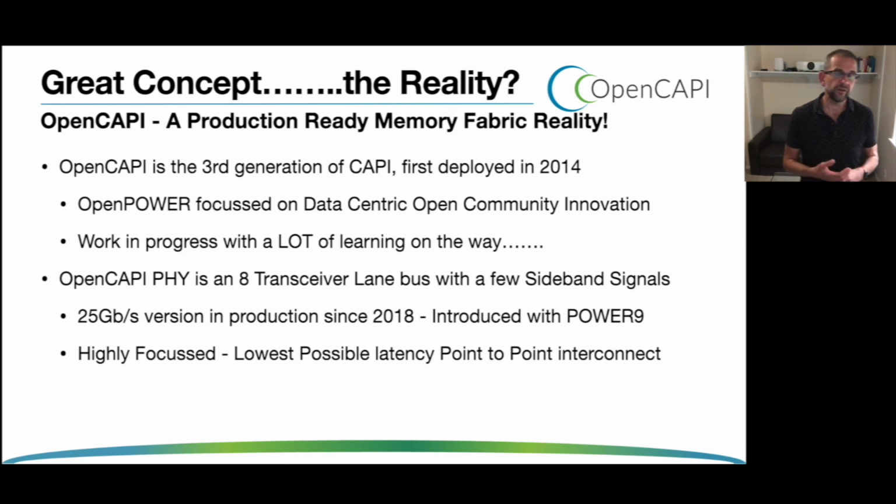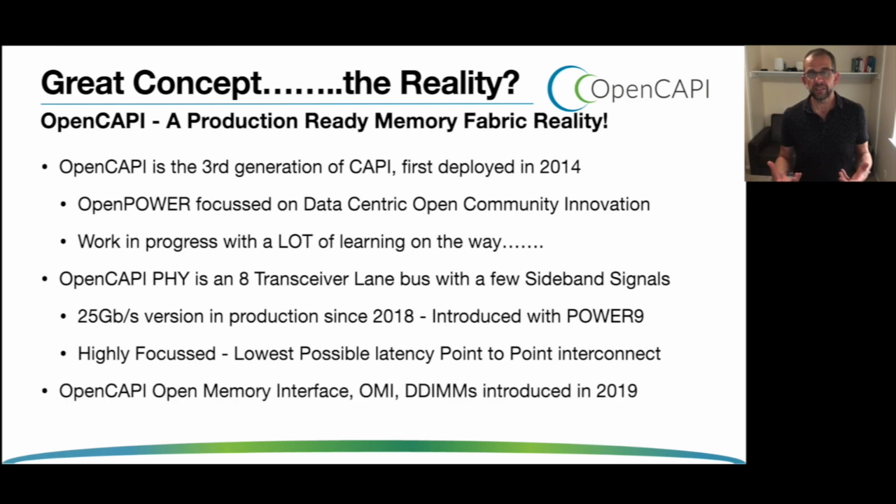The OpenCAPI PHY is fundamentally an 8 transceiver lane bus with a few sideband signals. 25 gigabits per second has been in production since 2018 and introduced with Power 9. And it's the only bus that's highly focused on the lowest possible latency in point-to-point interconnect. OpenCAPI also introduced this open memory interface, OMI differential DIMMs, that were introduced in 2019. And in my view, this is a game changer piece of the OpenCAPI infrastructure.